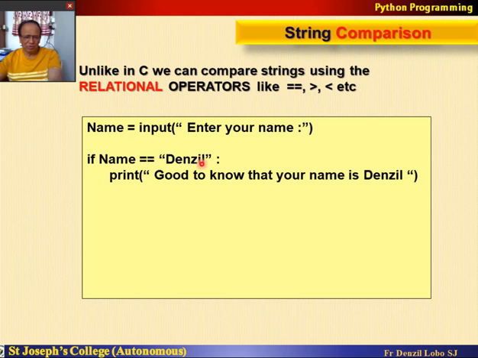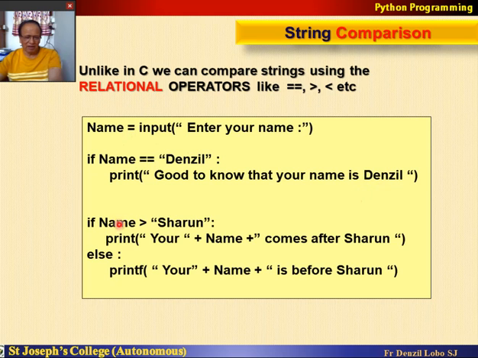If name is equal to Denzel, if I enter Denzel, it says it is good to know that your name is Denzel. Otherwise, if name is greater than Sharon, then you say that your name comes after Sharon. For example, if I give zebra, of course that comes after Sharon. Therefore, your name zebra comes after Sharon. Print f here, or it comes before Sharon.